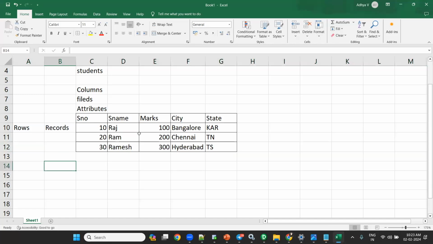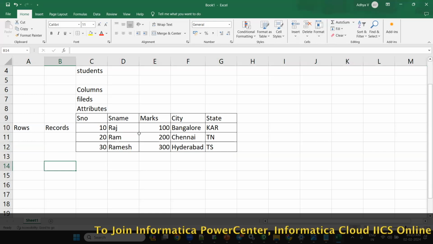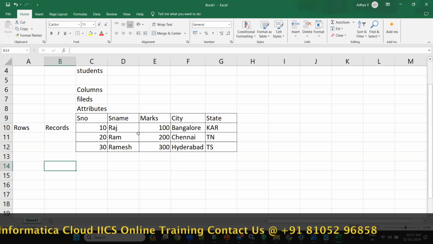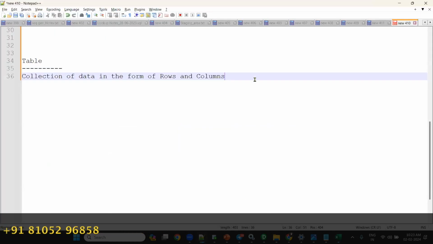How many records are there in my table? There are 3 records. How many columns are there? There are 5 columns. Three rows, 5 columns. So if the data is stored in the format of rows and columns, that is called a table. Understood, please? Did you understand what is a table?